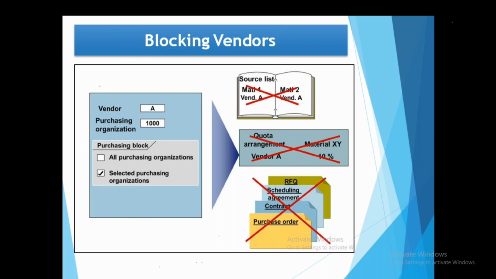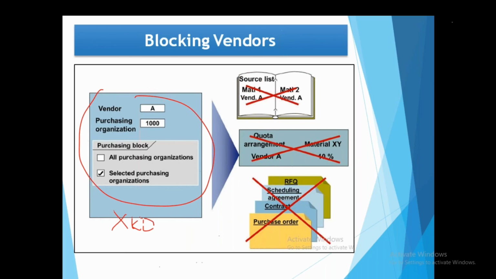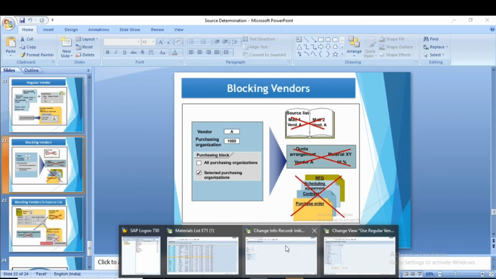So once you block the vendor at XK05, which we discussed, vendor blocking, the system will not allow you to create a source list, quota arrangement, and all the purchasing documents. This is how you block the vendor. And even in the source list, you can block a vendor for a material. So I'll show you in the source list how to do it.